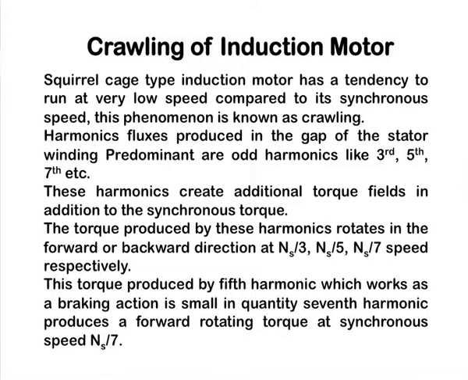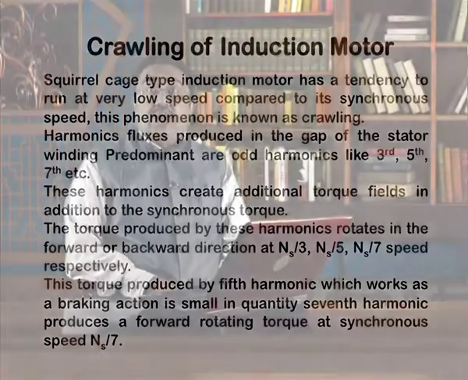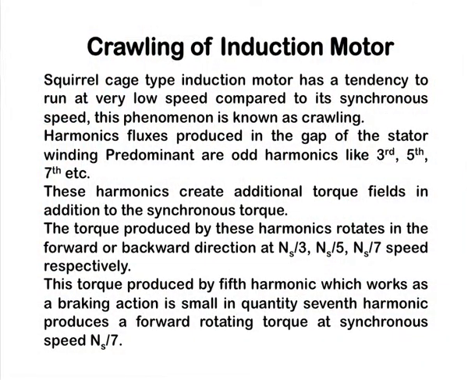What do they do? These harmonics create additional torque fields in addition to the synchronous torque. So, the torque produced by these harmonics rotates either in the forward direction or in the backward direction at a speed Ns by 3, Ns by 5, Ns by 7 respectively. That is, each harmonic will produce its own torque and they will move either in backward direction or in forward direction at a reduced speed. Out of these three harmonics, the third harmonic has a very low role, hence it can be neglected for practical purpose.